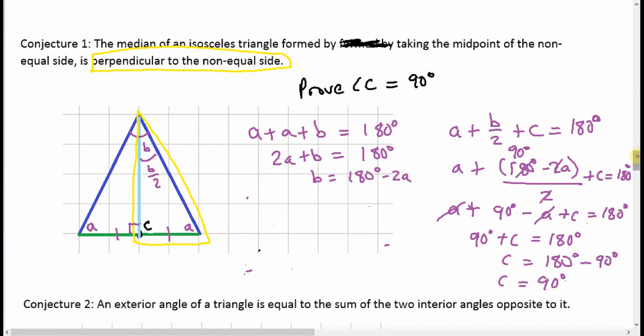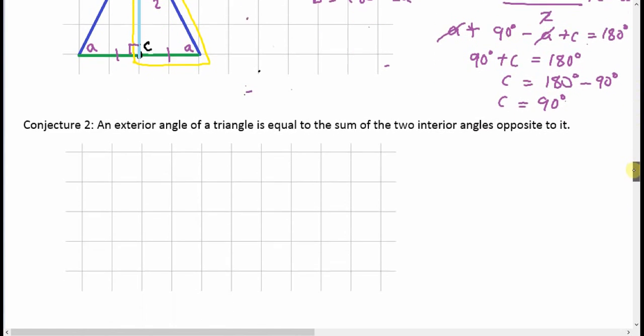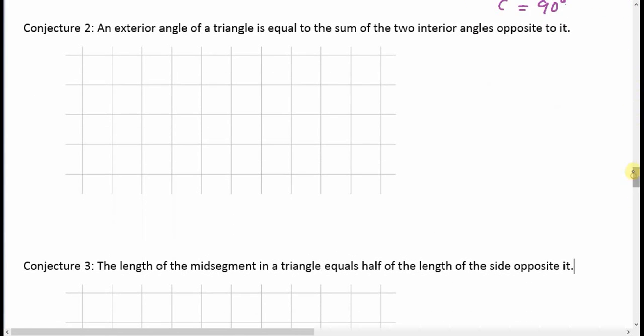Okay, so we actually proved this one. A little bit more tricky than just giving an example, right? This next one we're just going to do a supporting example.